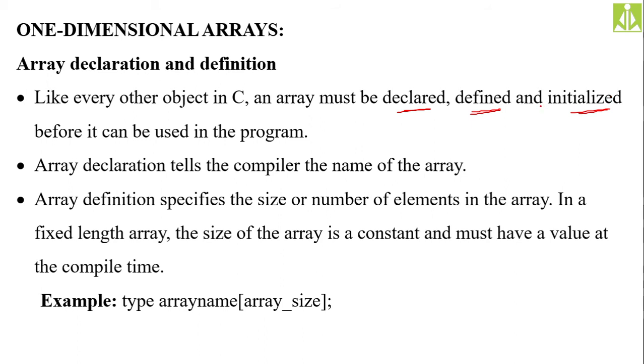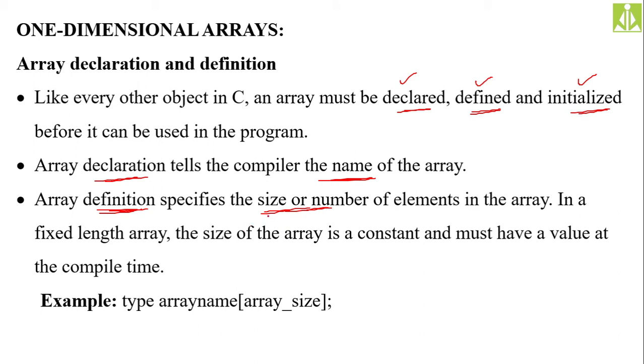So for an array also, we have to discuss how we can do the declaration of an array, how we can do the definition of an array, and how we can do the initialization of an array. These three things we have to understand before we can use these arrays in our programs. So array declaration tells the compiler the name of the array. Declaration means we are giving the name to the array. And definition will specify the size or number of elements. How many and what type of elements we want will be specified by the definition.